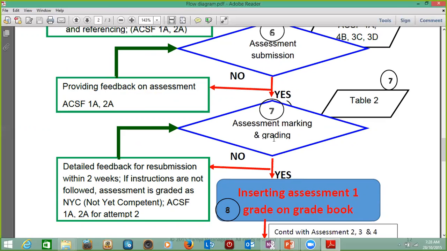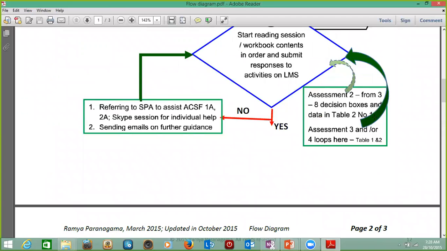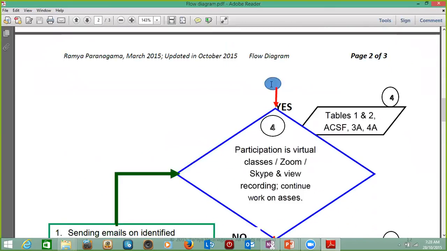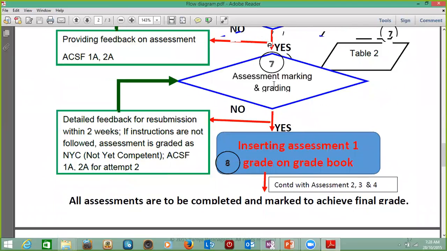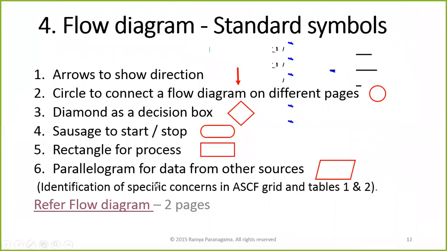Now, that is for 1 assessment, just 1 assessment. Assessments 2, 3, or 4, the subsequent assessments, are looping into this flow diagram from this stage, number 3, because it is assumed the instructions given for the first assessment will have an impact on the subsequent assessments. So if all assessments are submitted, then only we will be inserting the final mark, the final grade, on the learning management system. So we are done with the flow diagram.